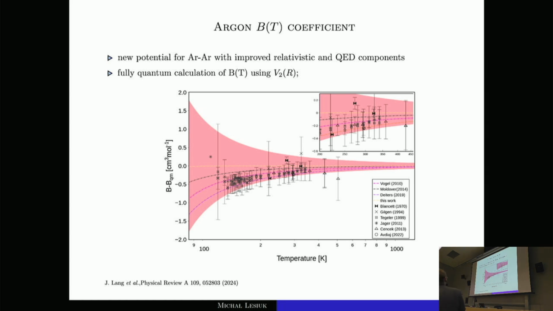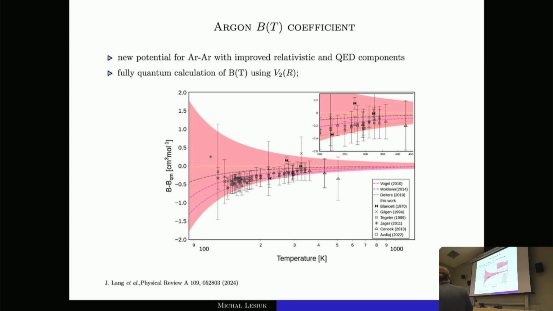Last year, we also generated a new potential for argon-2 with improved relativistic and QED components. Similarly, what you see on this graph is that our result is essentially 0, because these are differences between theory and experiment. So theory is taken as the 0, and this pink shaded area is our uncertainties, the uncertainties of our calculations. And what is plotted here, all this mess, are experimental results with their error bars. So you can see that the error bars are similar. Theory and experiment have similar error bars in this case.